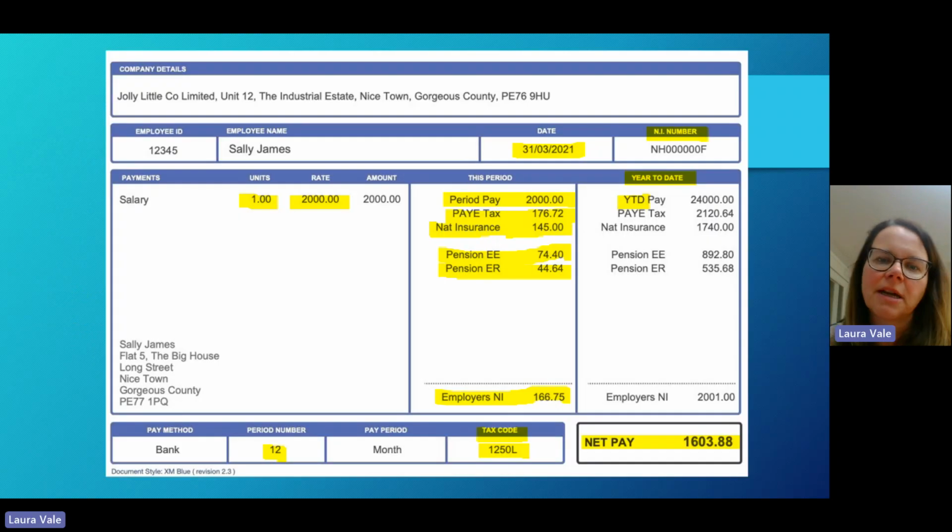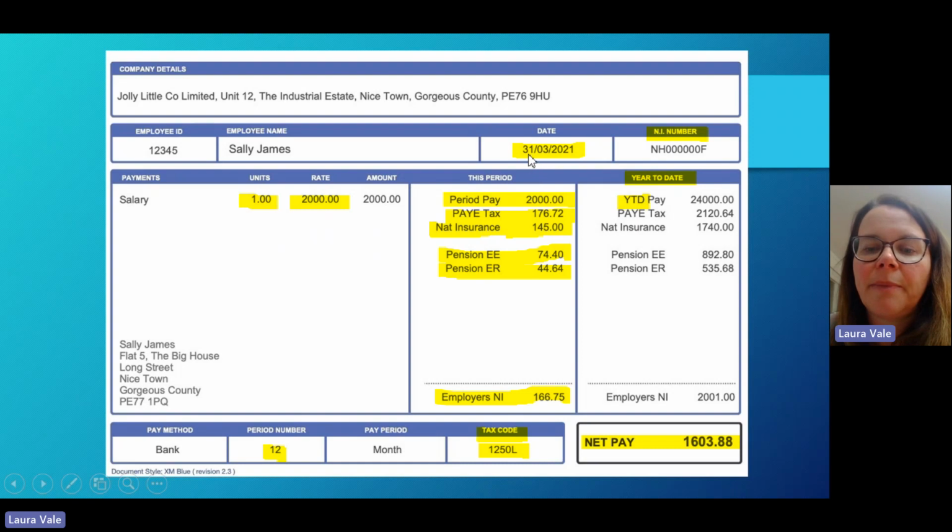I'll just flick forward a couple of slides here to show you this example of a payslip. It's not a real person, so I'm not breaching confidentiality. So we can see this employee, Sally James, is being paid on a particular date. She has a national insurance number. Everyone has a unique national insurance number. And here she's getting paid a salary of £2,000 for the month. Now, this is quite a basic one. It's just one lot of £2,000, but she might have had overtime or commissions or any other salary payments would have been included here. It then says this period, so that means basically this month.